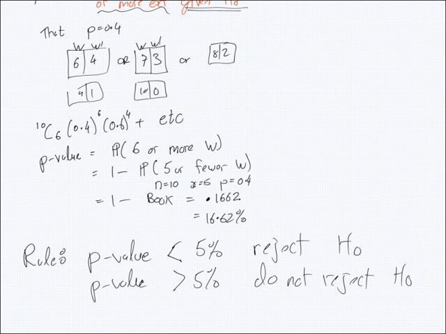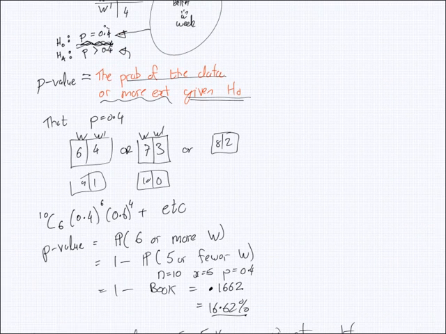So, we have 16%. So that means we're in this situation. We do not reject the null hypothesis. So this claim that the rate that the medicine works at is 40%, we do not reject it. In other words, we accept it. We think it could be true, that the medicine works for 40% of the time.